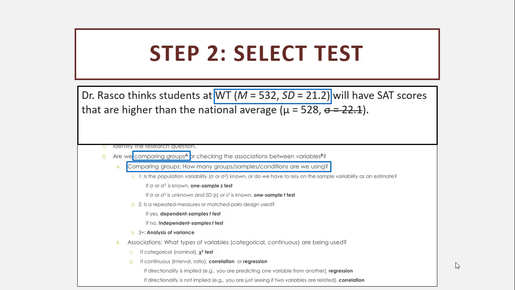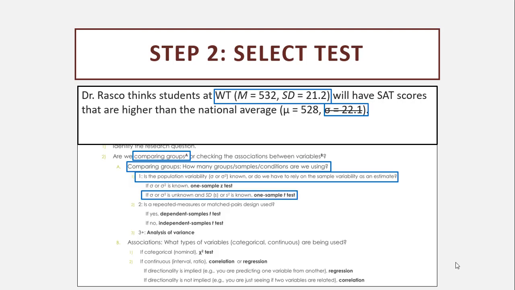So our sample mean is 532, standard deviation is 21.2, and that then tells us that we're in this first group. So it's either a one sample z or a one sample t, and as we've already indicated, we have crossed out sigma; we don't have a variability for the population. Because of that, we do a one sample t-test instead of the one sample z.